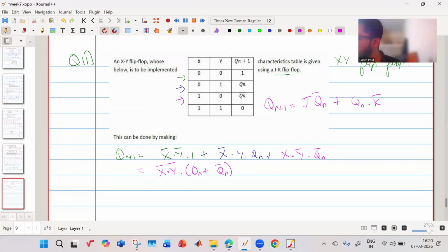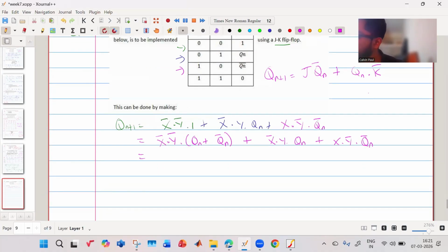What we have also previously considered, 1, we can write it as Qn plus Qn bar. I'm not changing the truth of this expression. It remains the same. I am changing the form of the expression, but the resultant of this Boolean algebraic expression remains the same. So I've written it in this form. Then I can write this as X bar and Y and Qn plus X and Y bar and Qn bar. Then I expand this expression. So it becomes X bar and Y bar and Qn plus X bar and Y bar and Qn bar plus X bar and Y and Qn plus X and Y bar and Qn bar.